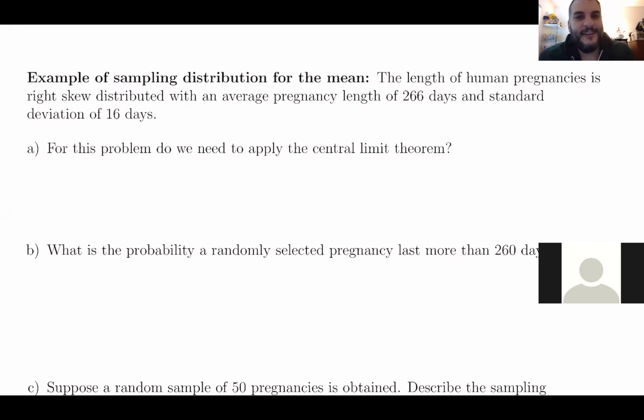All right, so let's go ahead and do this. This example is an example of a sampling distribution for the mean. It says the length of a human pregnancy is right skew distributed with an average pregnancy length of 266 days and a standard deviation of 16 days. So they gave me 3 important things. The first important thing that they give me is the distribution.